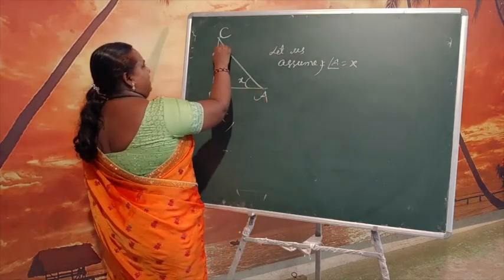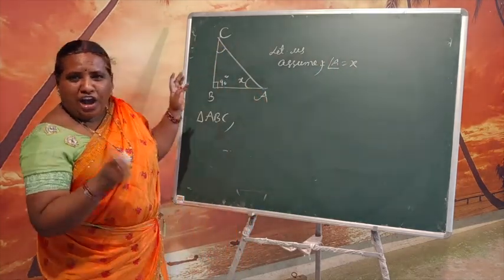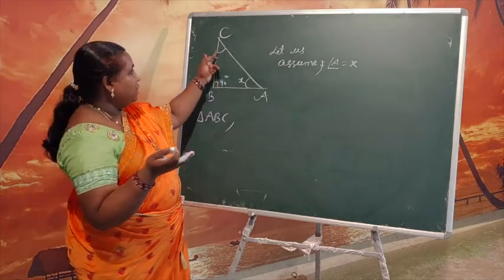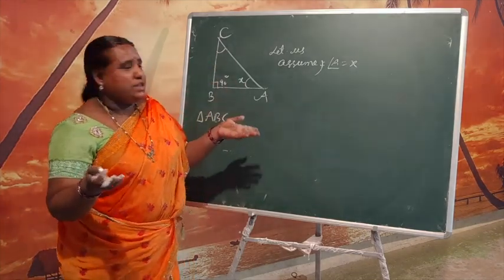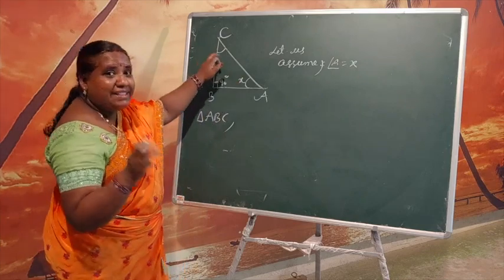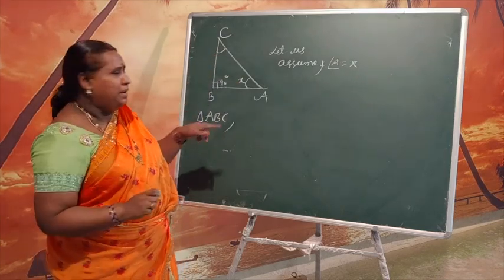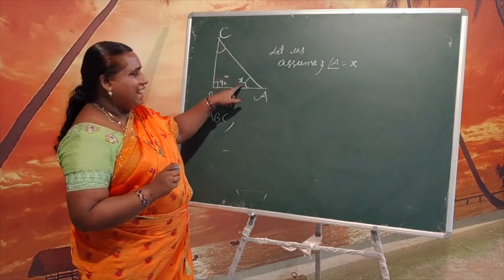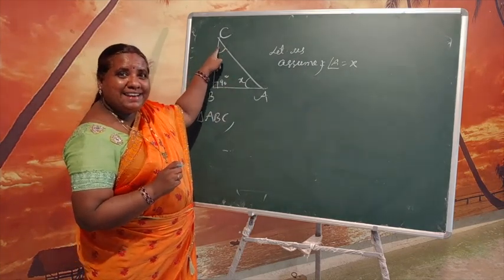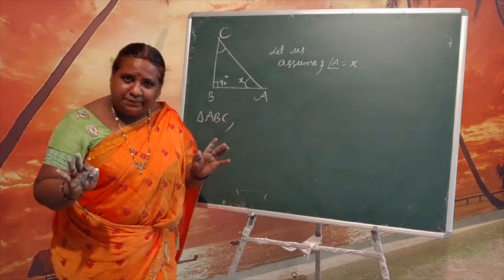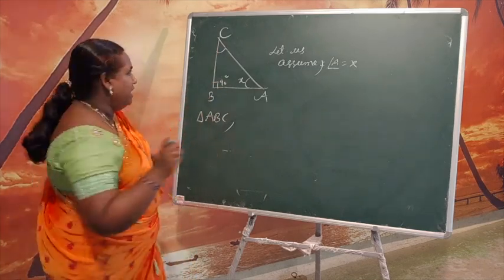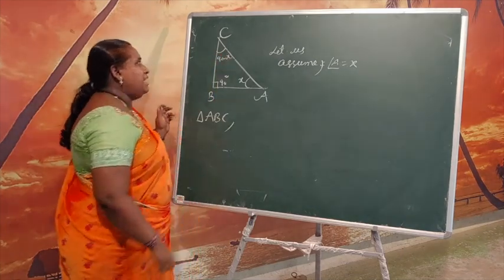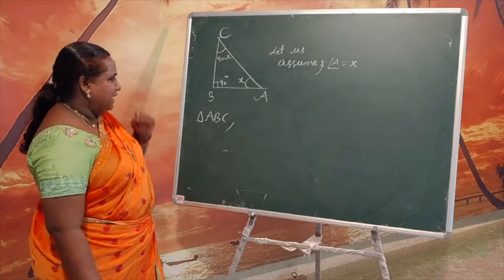Now what about this? We all know that the sum of angles of a triangle is 180. One angle is already 90, so the remaining sum should be 90. So if one angle is X, the other angle will be 90 minus X. For example, if it is 20, it will be 90 minus 20, that is 70. If it is 10, it will be 90 minus 10, 80. The sum of those two must be 90. That idea you have to get very carefully. Then automatically the angle C is 90 minus X.